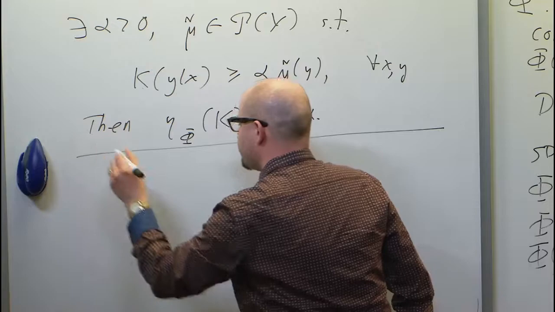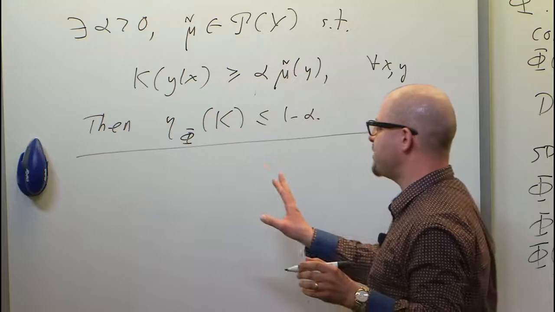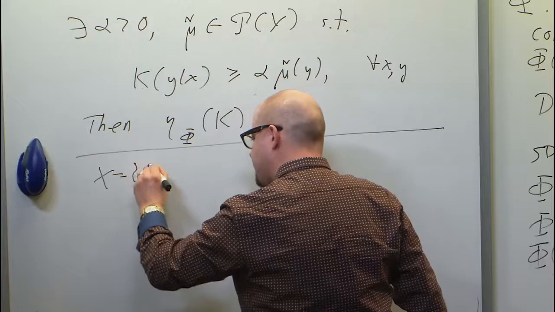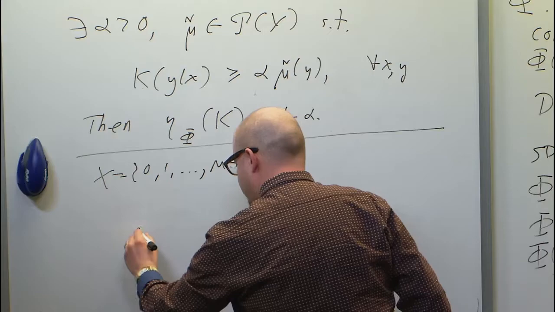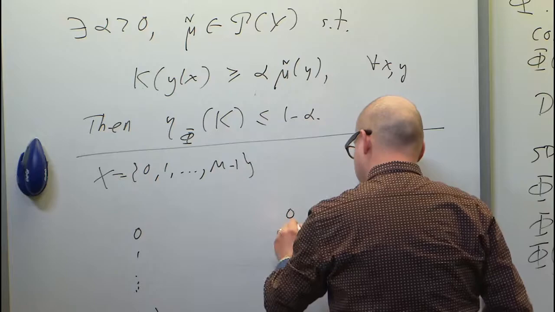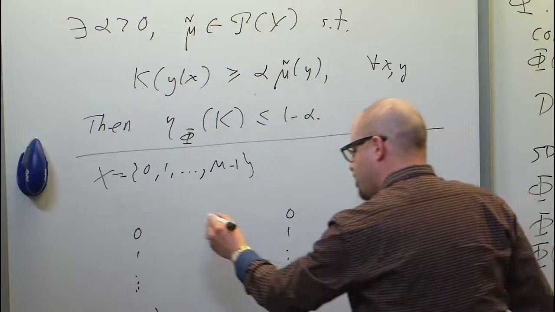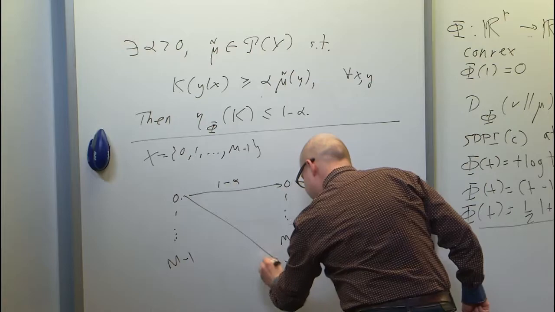So consider the following. Consider implementing k in the following way. Let me enumerate the letters in x by 0, 1, let's say m minus 1. And I have the following erasure type channel, 0, 1, and so on up to m minus 1. On the output, I have 0, 1, m minus 1, but I also have a special erasure symbol. Each letter goes into itself with probability 1 minus alpha and gets erased with probability alpha. Same thing here, etc.